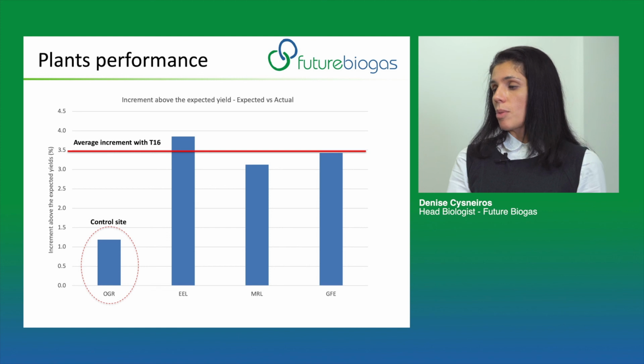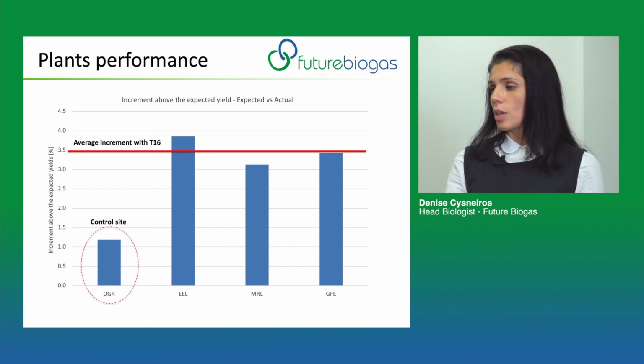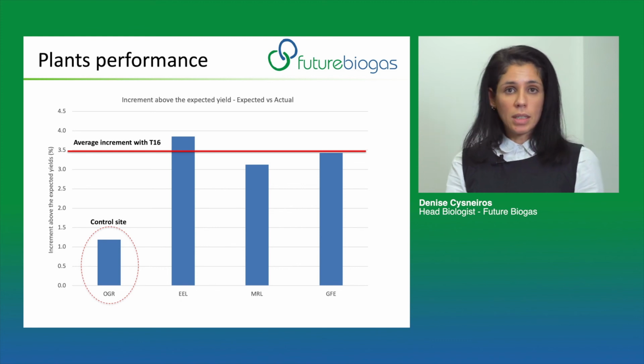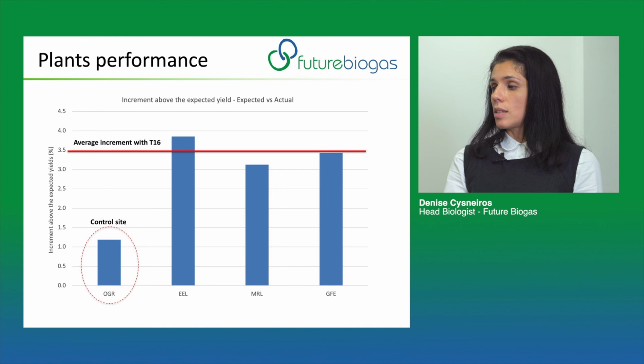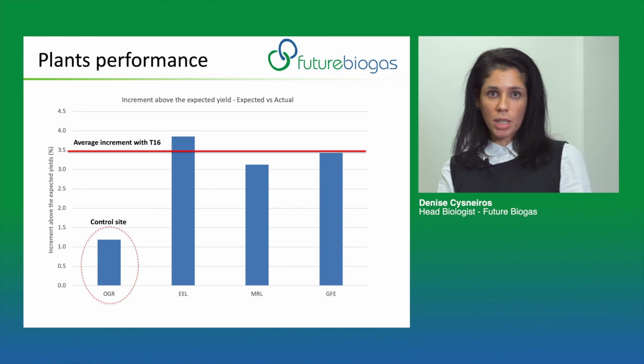This graph here represents similar data, but in a more summarized version. So you can see that the control site sits below the T16 site. So the T16 allowed for a greater increase in performance.